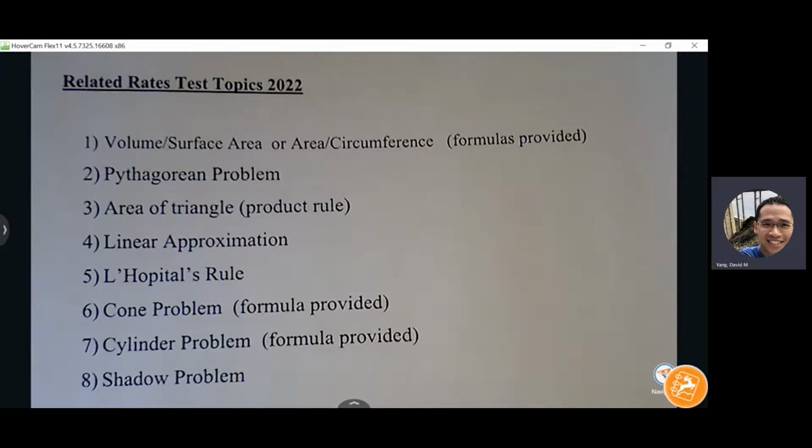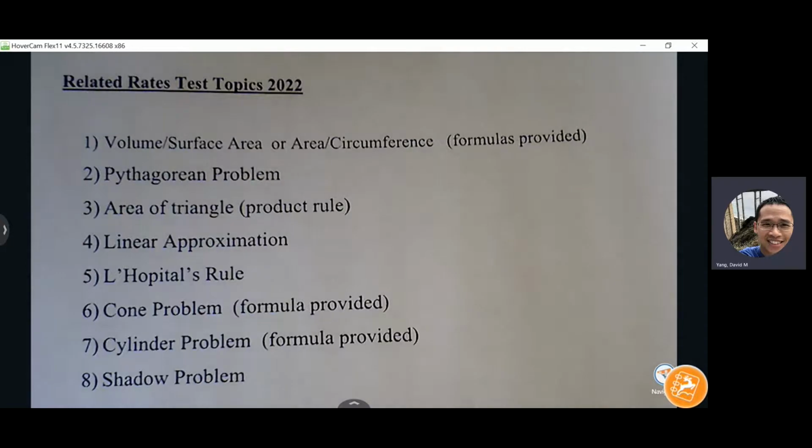Pythagorean theorem word problem. We've seen enough of this, hopefully, and we'll continue to get practice with those. Area of triangle, product rule. We saw this with the ladder problem, and we'll see another one with a Pythagorean theorem problem asking you for the rate of change of the area. Linear approximation we'll review today. L'Hopital's rule we'll review today. Cone problem. We've done quite a few practice problems with those. Hopefully you guys are getting more comfortable with them.